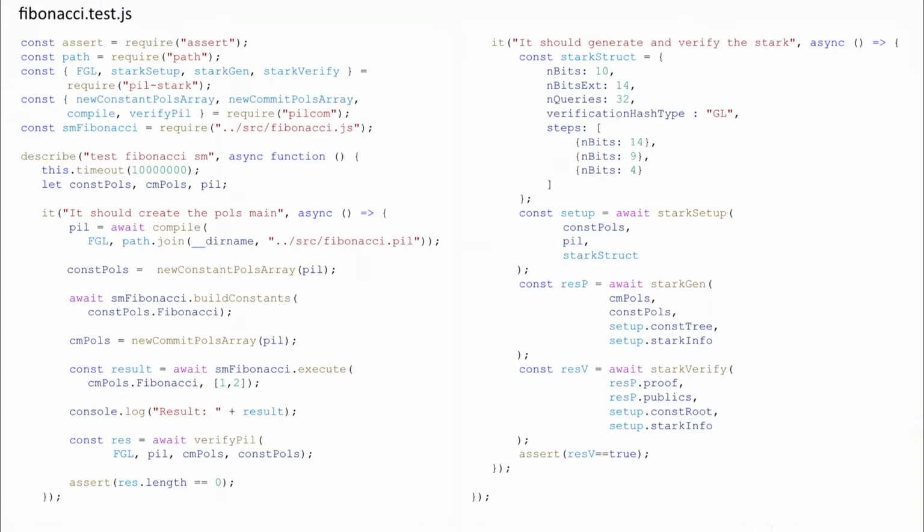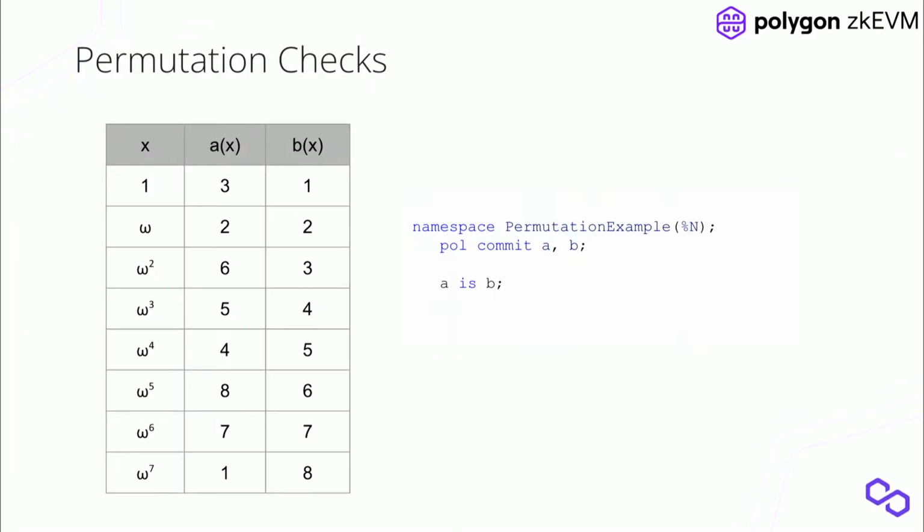And this is the cool thing of the PIL. We need to write the PIL, we write the code to compute the constant polynomials or the precomputed polynomials, we write the code to compute the committed polynomials or the polynomials that are filled, and we already have the full proof. But not only that, with this language, we also implement, for example, permutation checks.